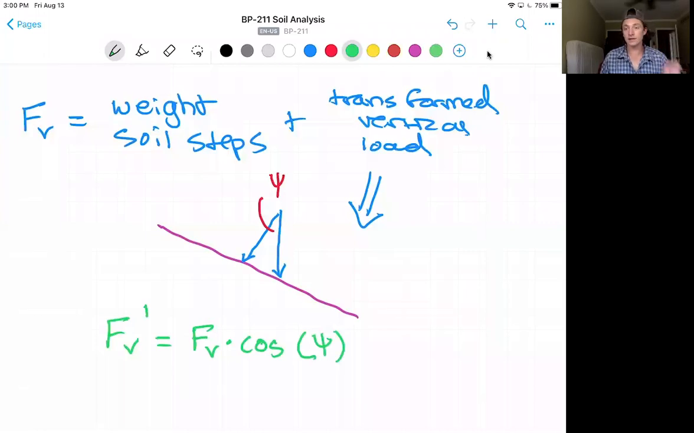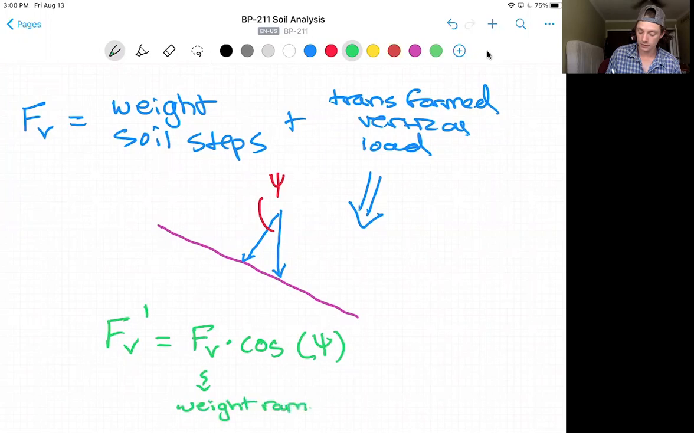psi. And in this case, depending on engineering judgment, speaking with your DIC, we can either take our vertical force to be the weight of the soil steps plus the entire weight of the abutment, which would be incredibly conservative and probably never pass, or we can just do the weight of the ramp, which would be the most conservative.